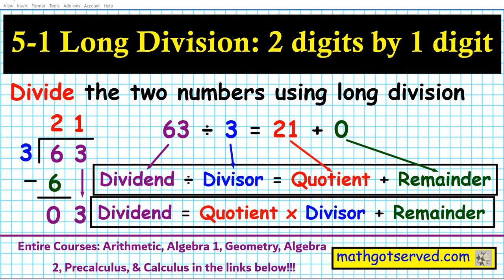In this clip, we're going to be going over section 5.1 on our series on dividing numbers in decimals. We're going to be looking at how to divide two-digit numbers by one-digit numbers in this presentation. The sample problem that we're going to be covering is depicted here, 63 divided by 3. How do you find that? Using the long division procedure.